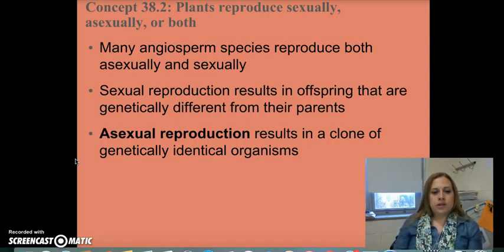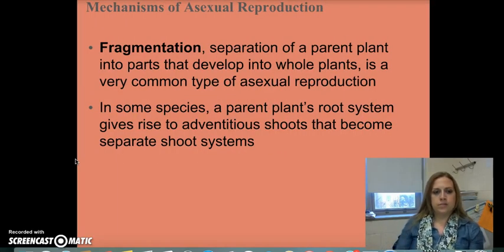Plants reproduce sexually, asexually, or both. Many angiosperm species reproduce both ways. Sexual reproduction, again, results in offspring that are genetically different from the parents. You know that, and you also know that asexual reproduction results in clones. So you get a generation that is genetically identical to their parents.